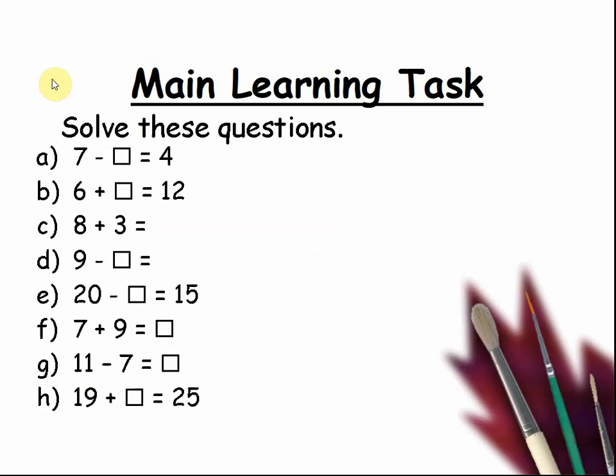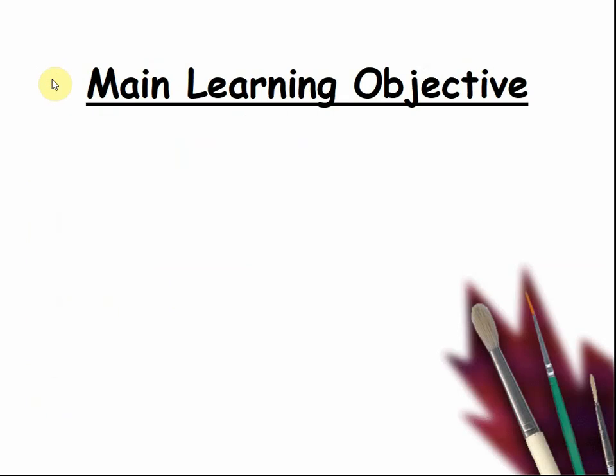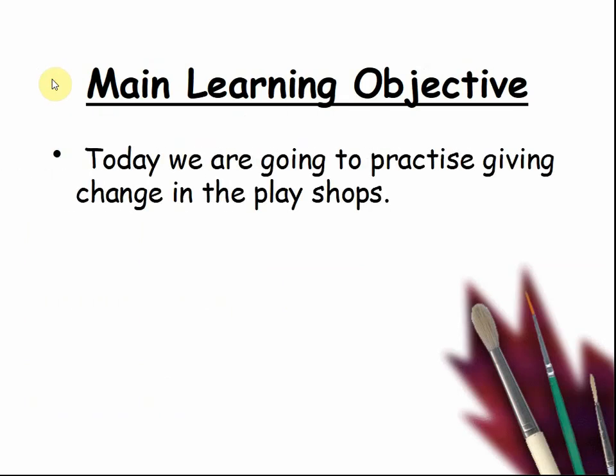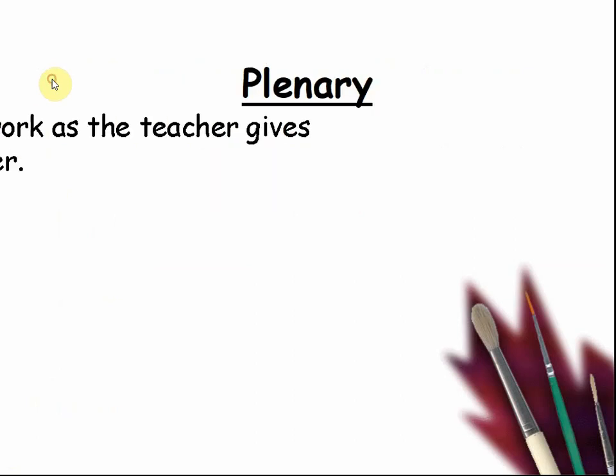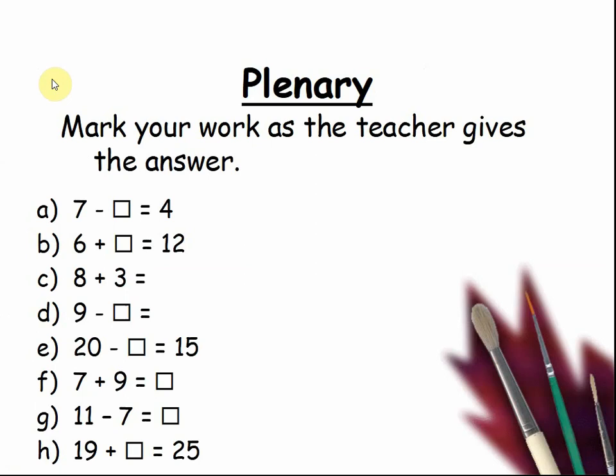Solve these questions. Pause the video to let the children work out the answers. They could write them in their books. The main learning objective. Today we're going to practice giving change in the play shop as our main objective. Mark your work as the teacher gives the answers. So pause the video while the teacher says the answers for you.